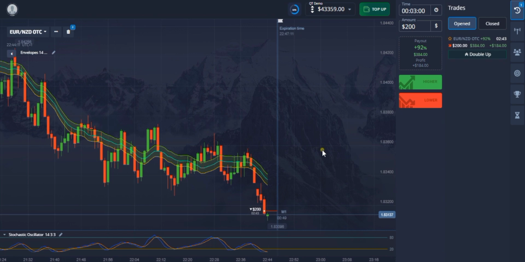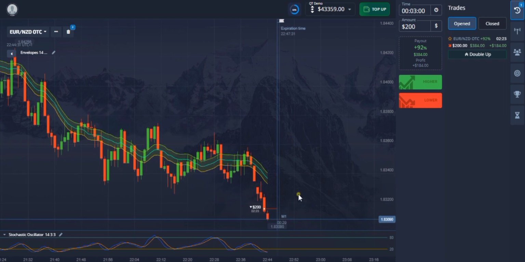The trade is currently on, and we have our entry from a very good place. We just have to wait patiently for how the trade will round up. Don't forget we are using the 3 minutes expiration time for this particular strategy and the 1 minute time frame.